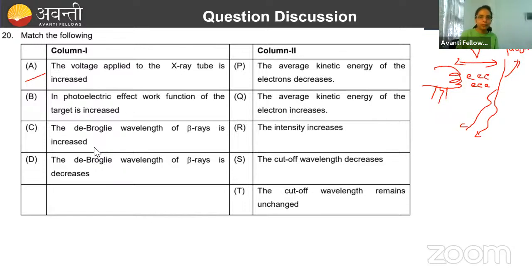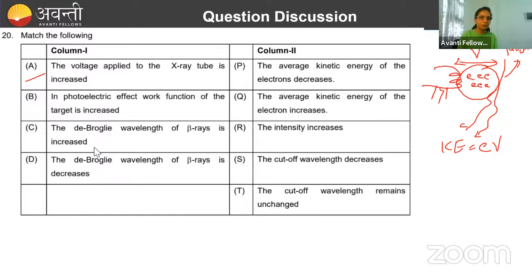Now let's understand how we will solve it. Voltage applied to the X-ray tube is increased. If we are increasing the voltage, what will happen? The kinetic energy gained by these electrons will increase. Because V is increasing, the kinetic energy, if we write it in electron volts, is eV. So if voltage is increasing, the kinetic energy of the electron is increasing. It means that in whatever collision happens between the electron and the target atom, more energy will get transferred. Okay?